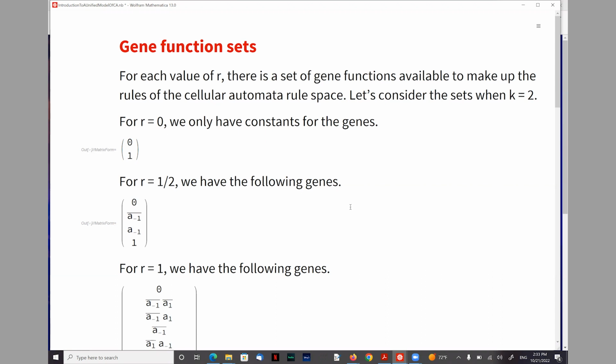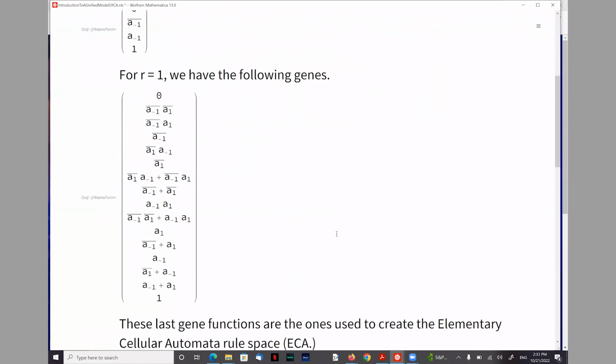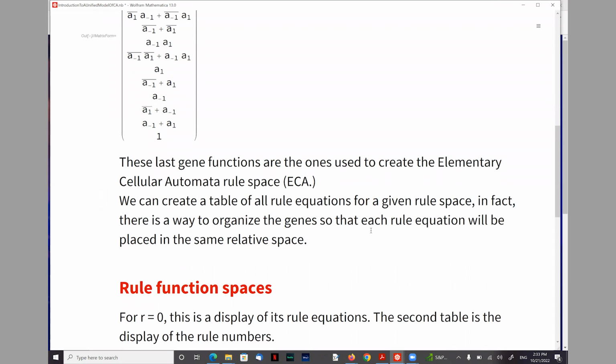But when you go to r equal to half, which is one cell to the left, this is customary, then we have the following genes, which is 0 and 1, and a sub 1 minus 1, a sub naught, and a minus 1. And then if we continue for the next neighborhood, which will be cell to the left, cell to the right, then we now have 16 genes, 16 different functions that we can use. And this, in fact, is the genes for creation of the ECA, the elementary cellular automata.